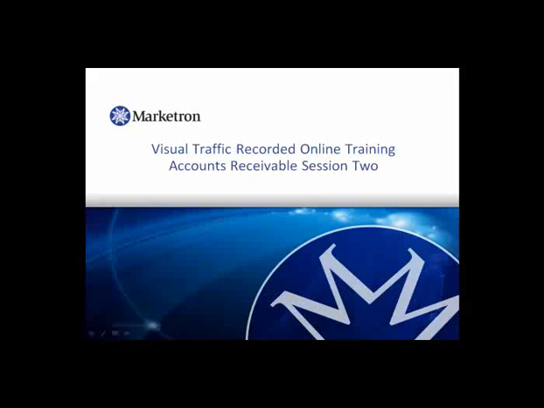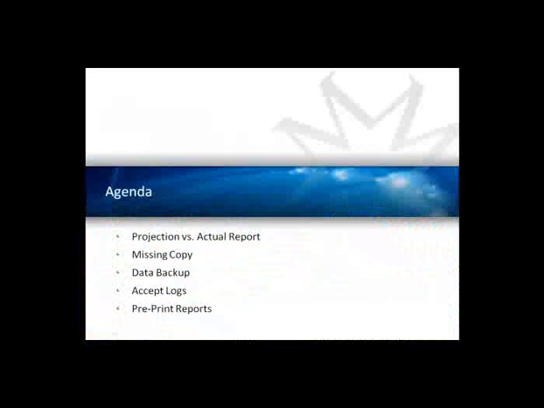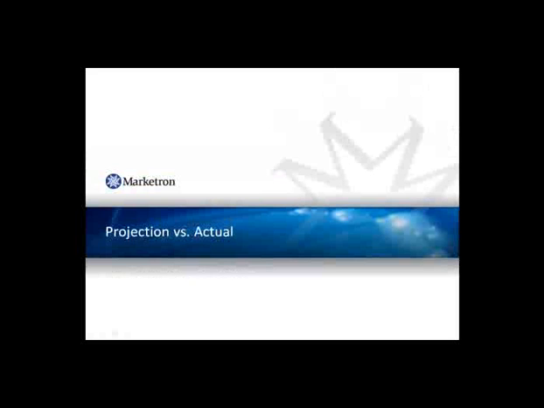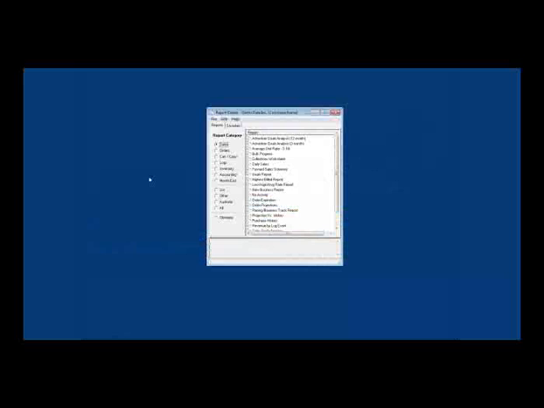Visual Traffic Recorded Online Training, Accounts Receivable Session 2. In this session, we'll cover the projection versus actual report, missing copy, how to do a data backup, how to accept logs, pre-print reports, how to correct order errors, and the print wizard.